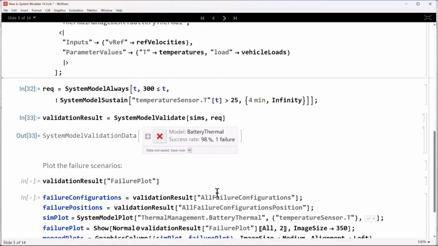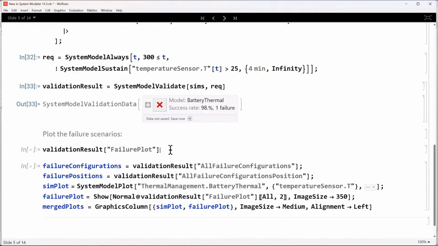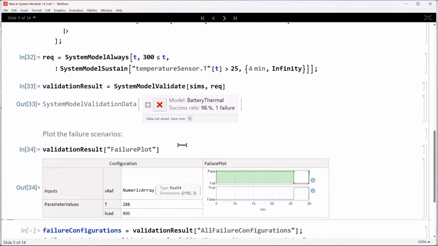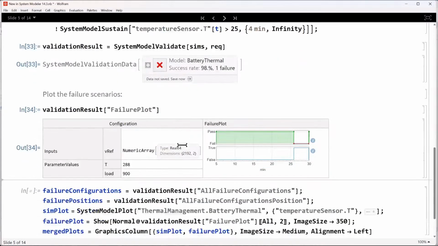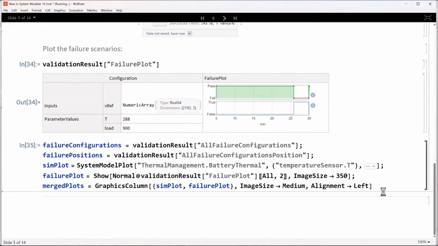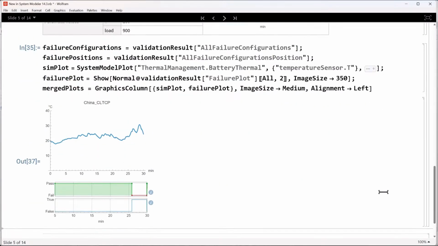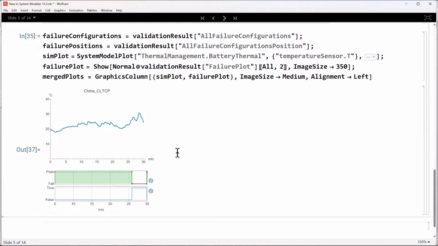The system also records where, when, and under which configurations failures occur, so you can trace them. Here, the failure is in the China drive cycle. The failure plot shows the battery temperature staying above 25 degrees Celsius for over 4 minutes. In practice, this replaces hours of manual validation with a single function call, delivering insights much earlier in the workflow.